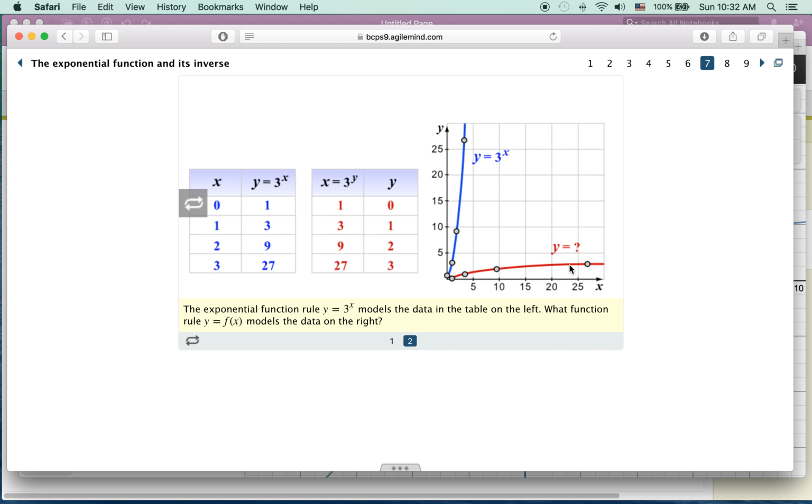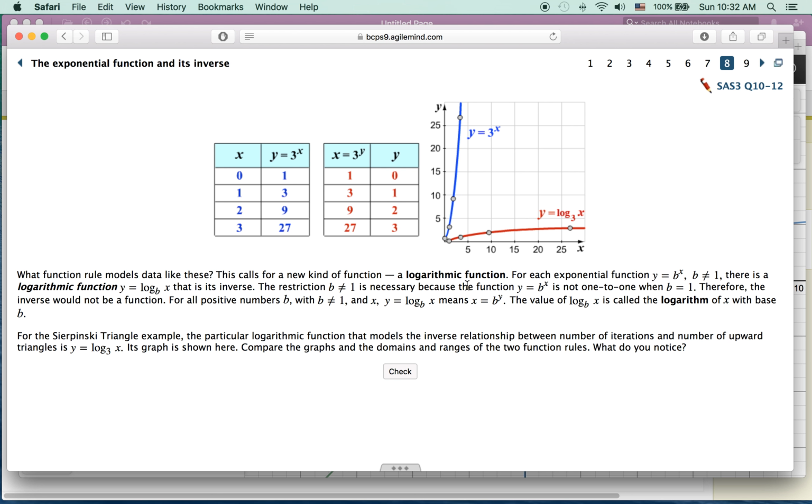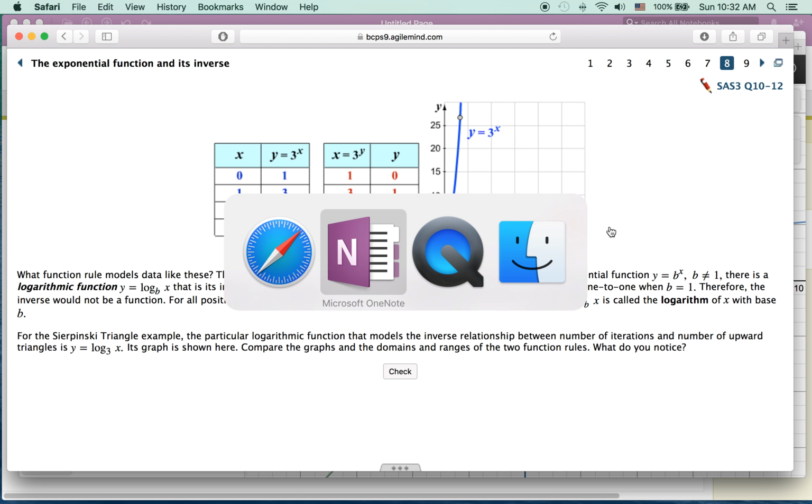So here they're leaving this as a question mark. What is this function called? We're going to learn that right now. Okay, this is called the logarithm. The logarithm is the inverse of the exponential function. We're going to talk really quickly about what is a log.